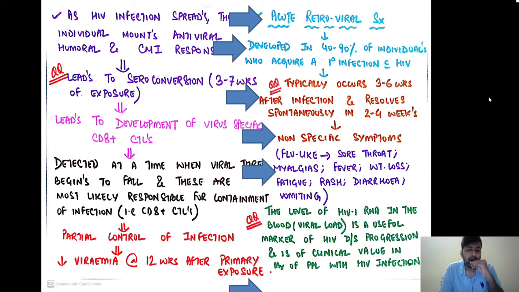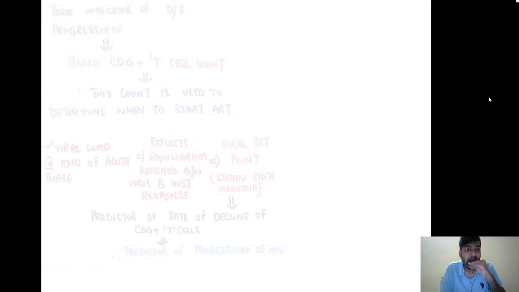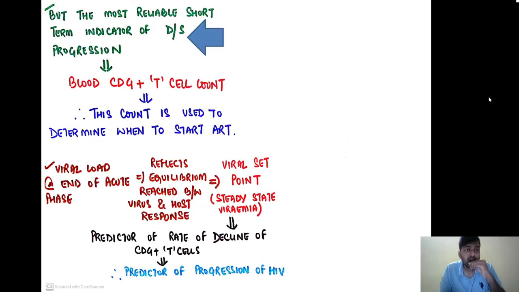Now remember that the level of HIV-1 RNA in the blood, that is the viral load, is a useful marker of HIV disease progression, and it is of clinical value in management of people with HIV infection. So viral RNA is an important indicator for HIV disease progression. But you have to remember one thing, the most reliable short-term indicator of the disease progression is the blood CD4 plus T cell count, because on the basis of this count only we are going to start the antiretroviral therapy.